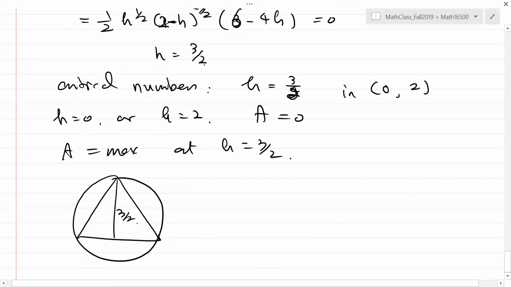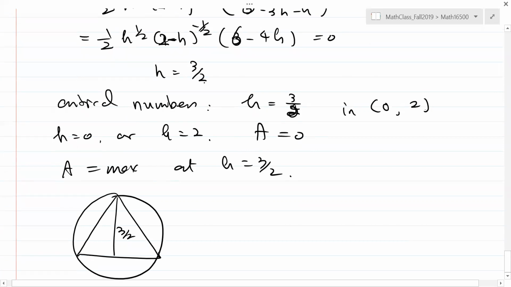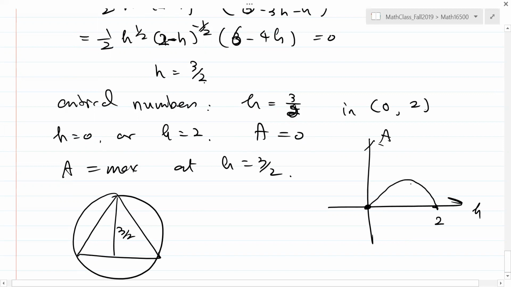That gives you the largest possible area of the triangle. You have to be careful when you simplify the equation and find the derivative. If you draw the graph, this is area, this is h, and that is going to be 2. Area is going to be 0 here, and here's 2, so what you get is some picture like that. This is area. Somewhere here, 3/2 gives the maximum value. You only find the one critical number, which is 3/2.